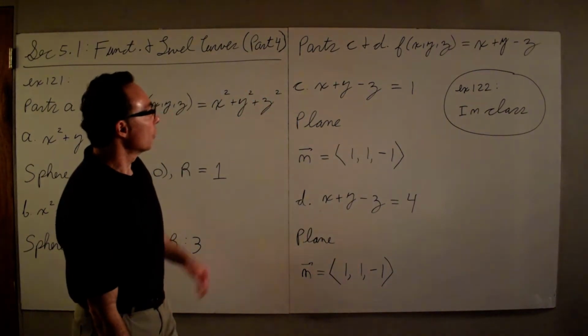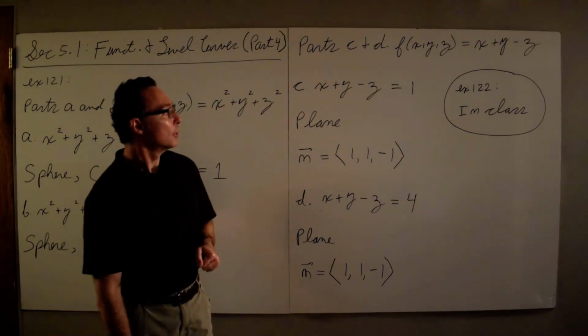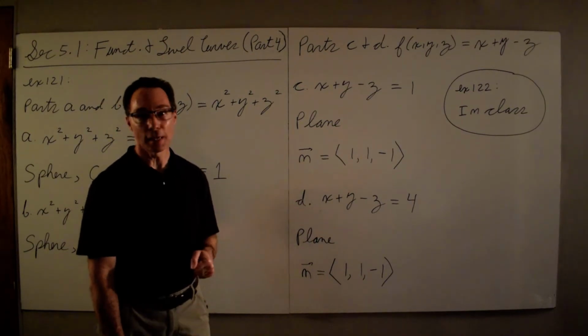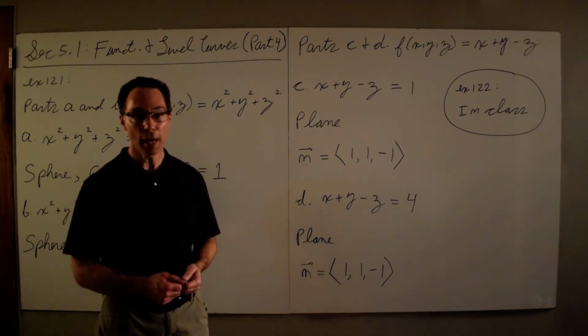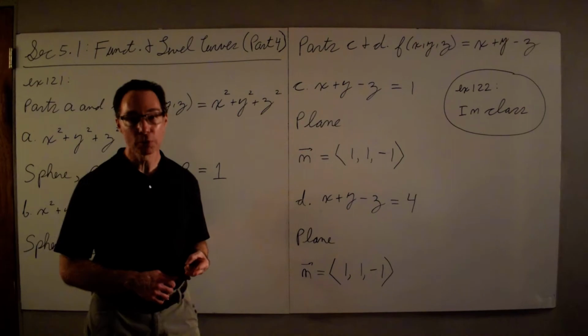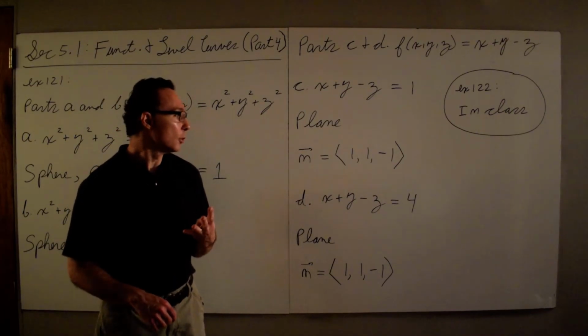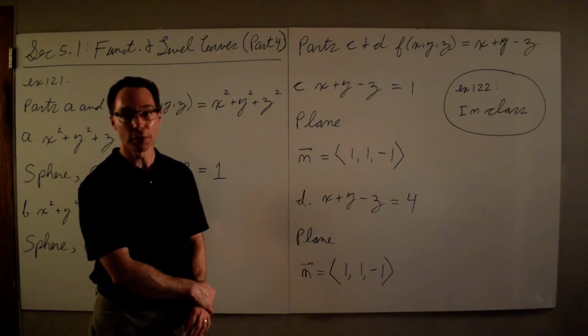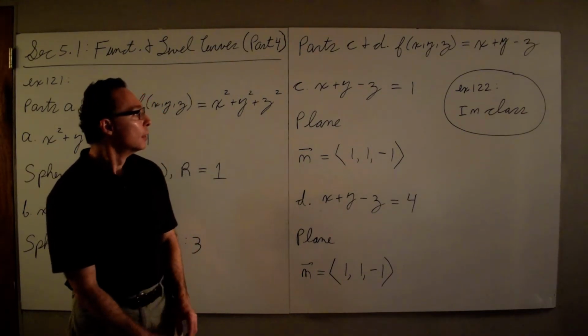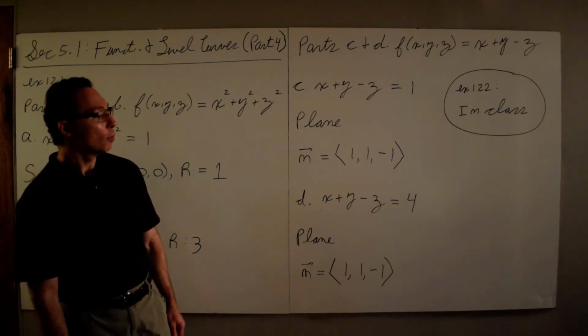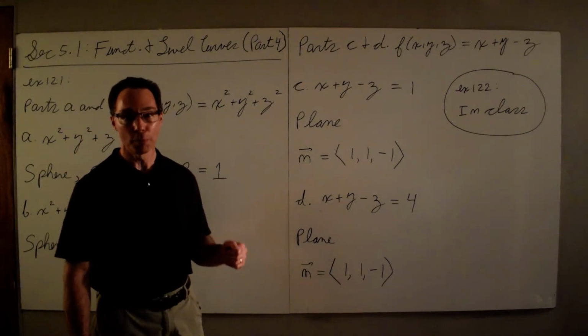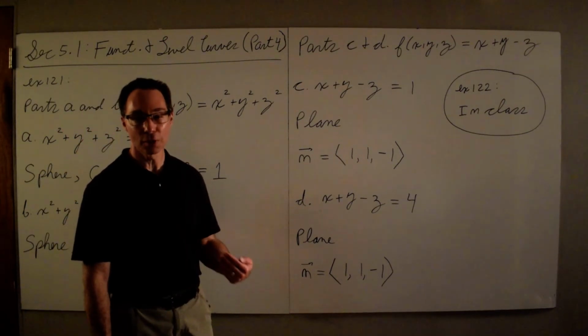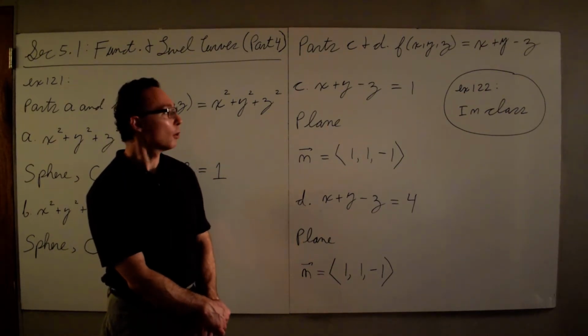For the other two parts, parts C and D, our function is f of x, y, z is x plus y minus z. Again, this is a function of three variables, so its graph is four-dimensional. So again, it's hard to imagine a four-dimensional object, let alone draw one. So what we're going to do is look at the level object, and we're going to call it a level surface instead of a curve.